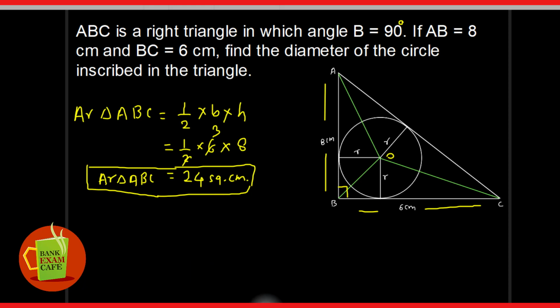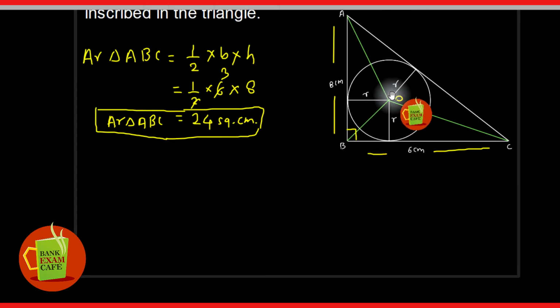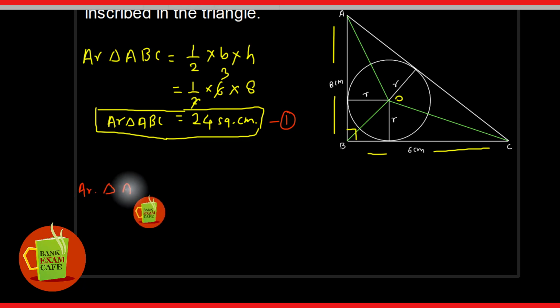Now the second thing, we will find the area of triangle ABC as area of triangle OBC plus area of triangle OCA plus area of triangle OAB. We can find the area of triangle OBC as 1/2 base into height, and the same for the other triangles. Let this be equation number 1. Therefore, area of triangle ABC is equal to area of triangle OBC, that is 1/2 base into height.